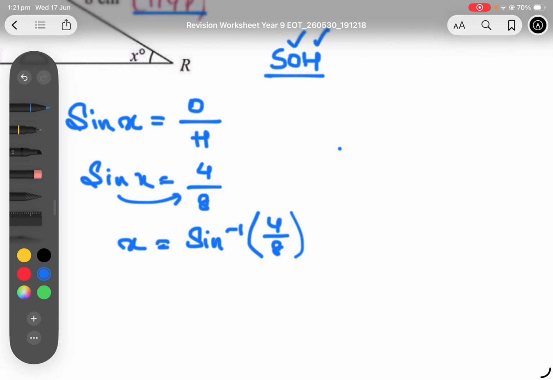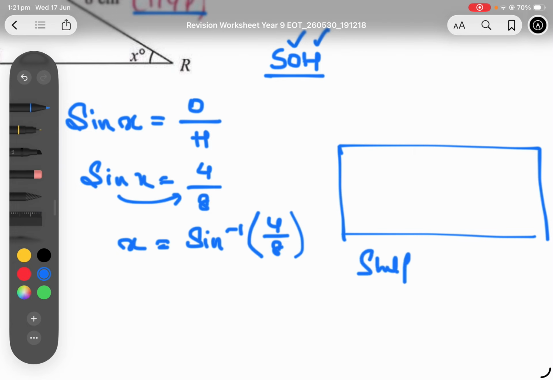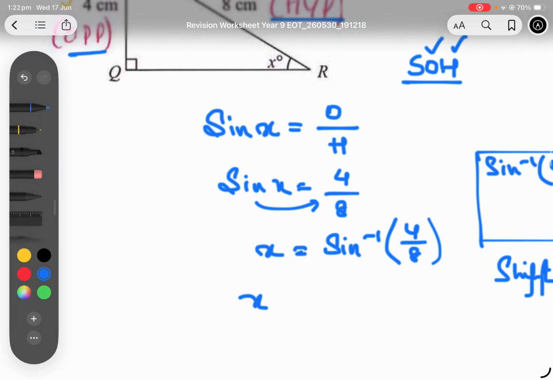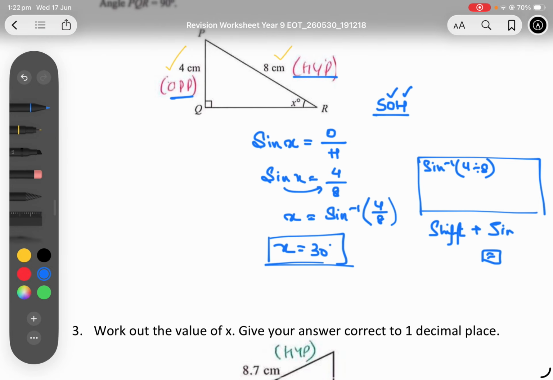Now I have to put it in the calculator again. How do I put it in the calculator? I have to first press shift and then the sine button on the calculator. It displays sine inverse of, and then you enter 4 divided by 8, close the bracket, press the equal to sign, and you get your answer. So shift sine becomes sine inverse 4 divided by 8. It is going to be x is equal to 30 degrees. Because it was an angle, you get it as 30 degrees here.